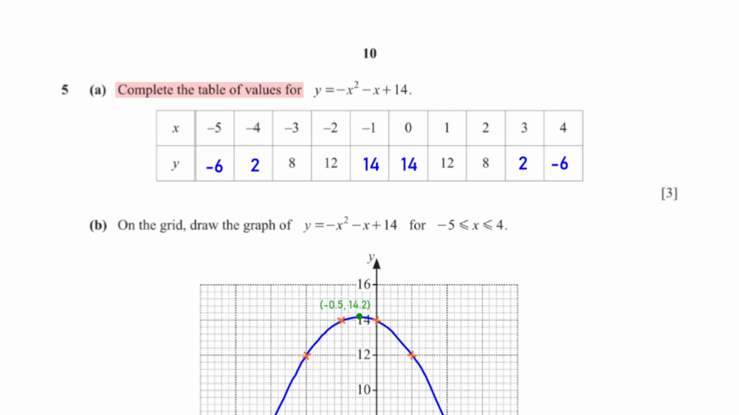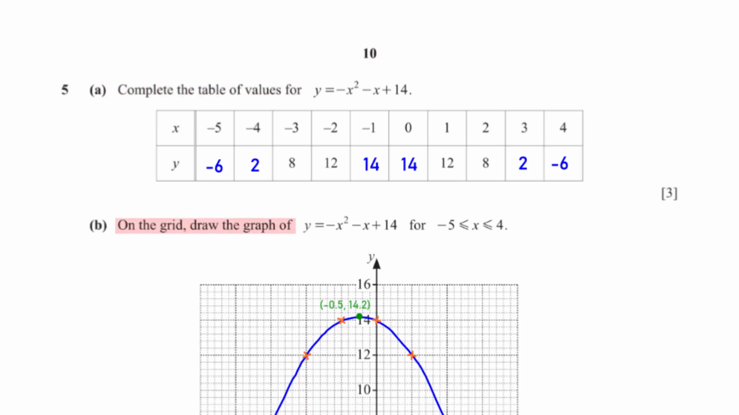Complete the table of values for y equals negative x squared minus x plus 14. When we plug in x equals -5 into the equation, we get y equals -6. For x equals -4, we get y equals 2. For x equals -1, we get y equals 14. For x equals 0, we get y equals 14. For x equals 3, we get y equals 2. For x equals 4, we get y equals -6.